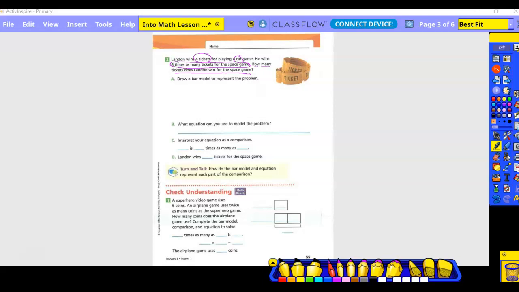So am I going to use L this time? Last time I was using their names, right? This time it's just Landon. So I'm going to use C and S. So how many tickets were there for the card game? 4. So I'm going to draw 4 boxes. How many are there for the space game? 6 times as many, right? So I need to draw how many groups of 4? 6.